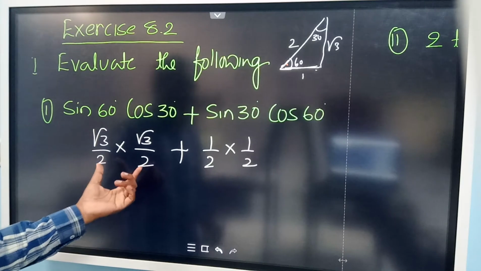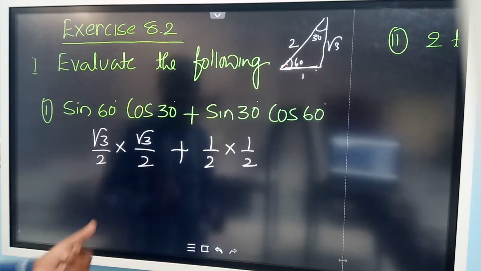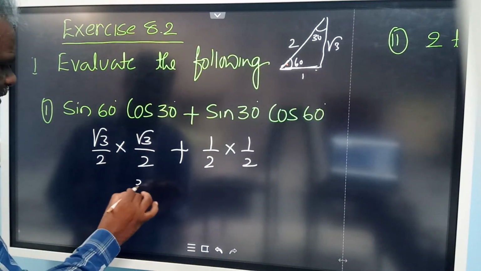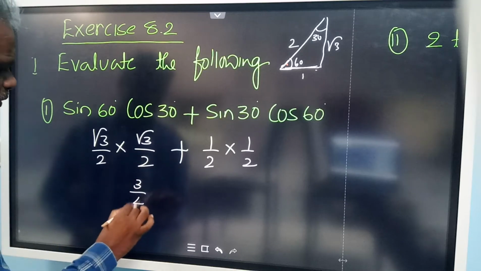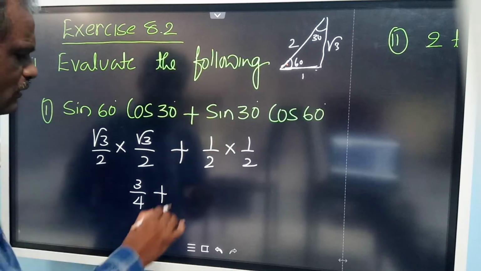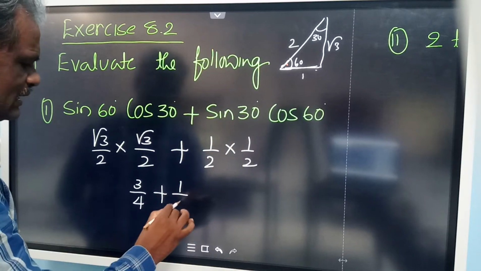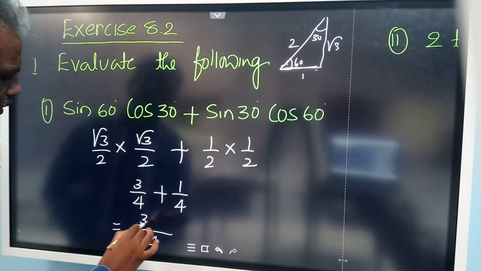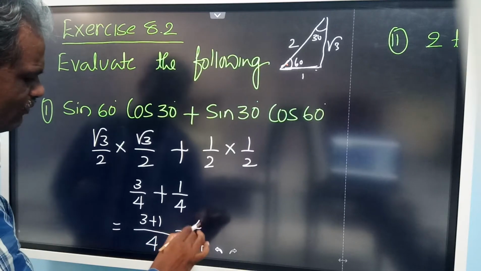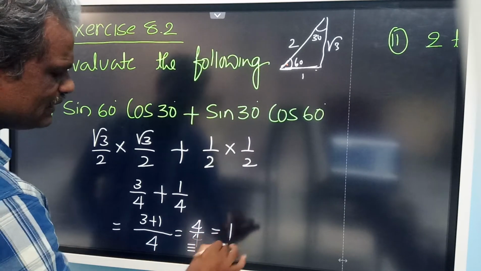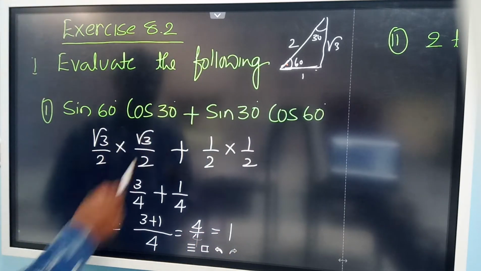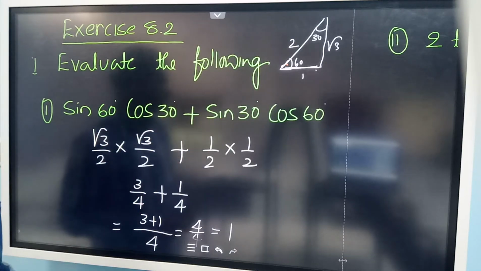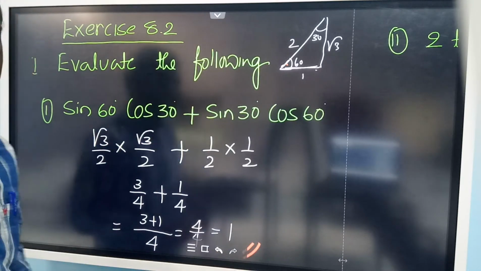Okay, now multiplication first. You have to simplify this multiplication. Root 3 into root 3 it is 3. 2 into 2 it is 4. Plus 1 into 1 it is 1. 2 into 2 it is 4. See, LCM here 4 only. So numerator will be 3 plus 1. So you are getting 4 by 4. So the answer is 1. So the value of this question is 1.